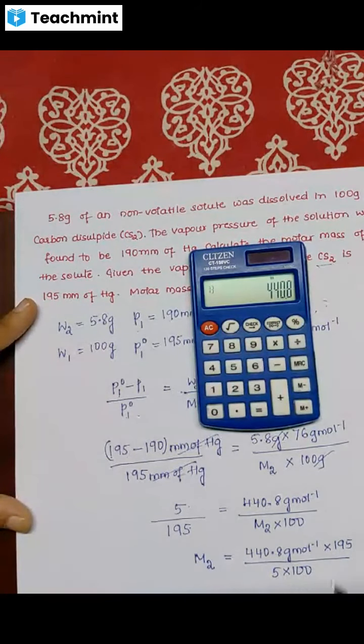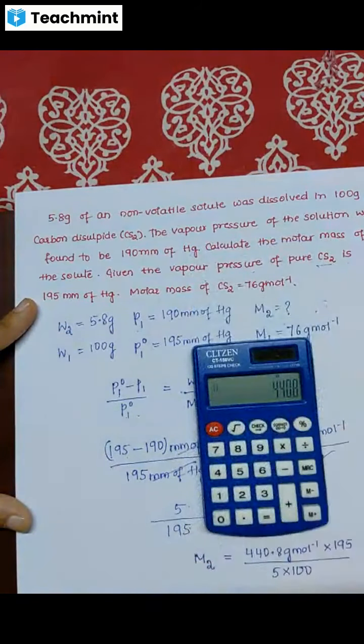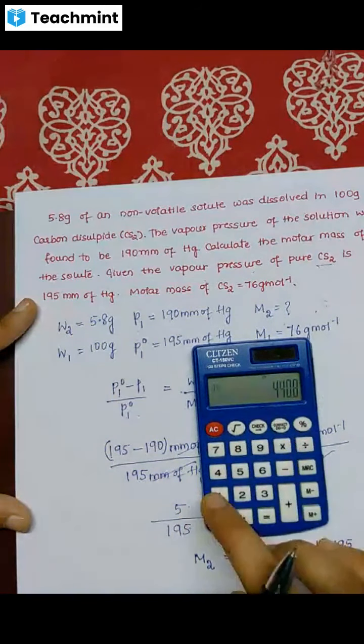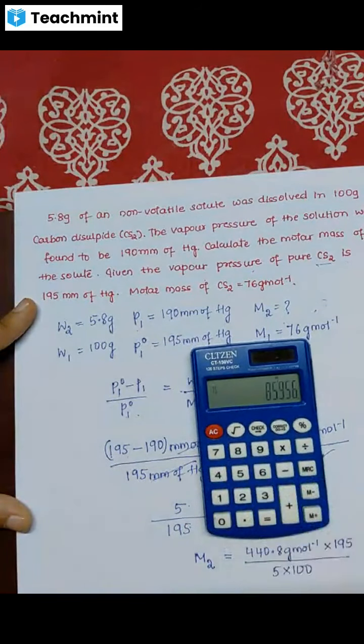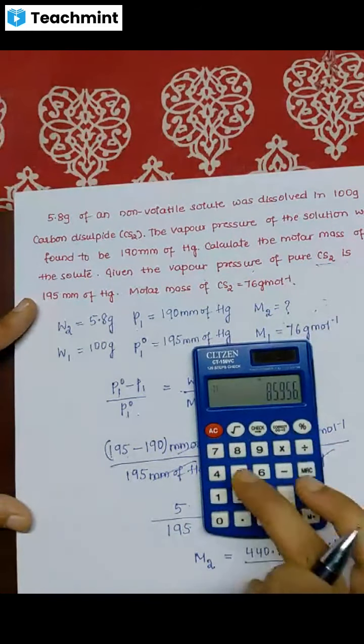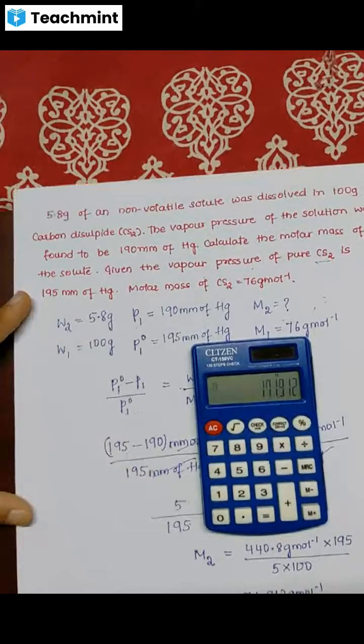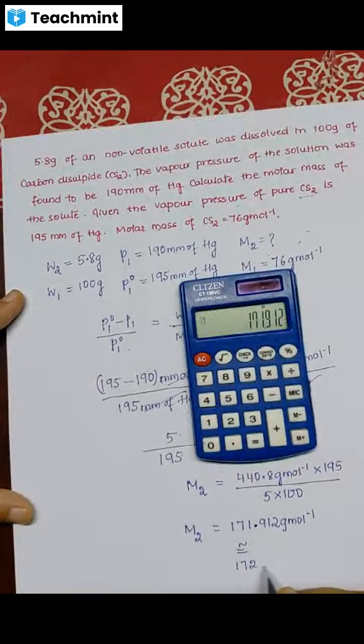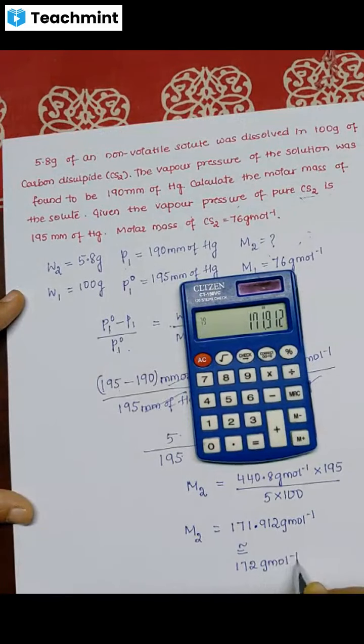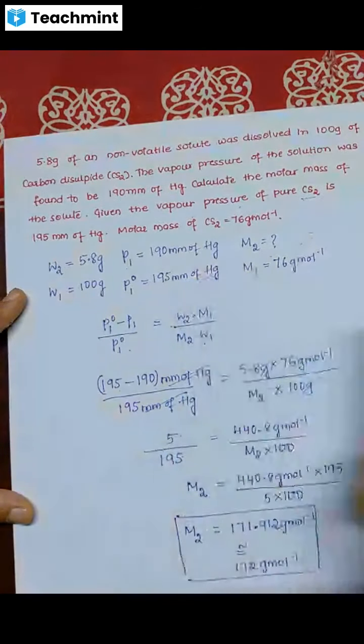Therefore, M2 equal to 440.8 into 195 divided by 500. We get it as how much? 171.912. Unit is gram per mole, which is almost equivalent to 172 gram per mole. So you can write this as your answer. Yes, you can note down this problem.